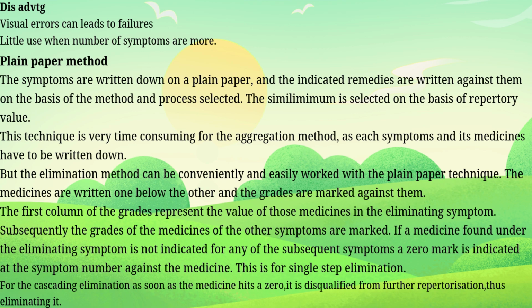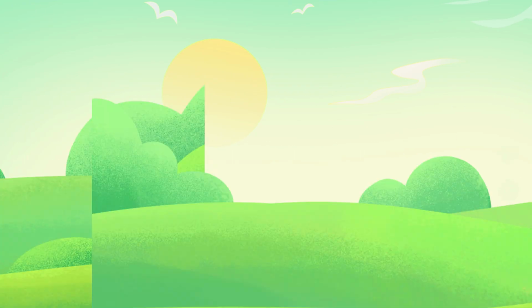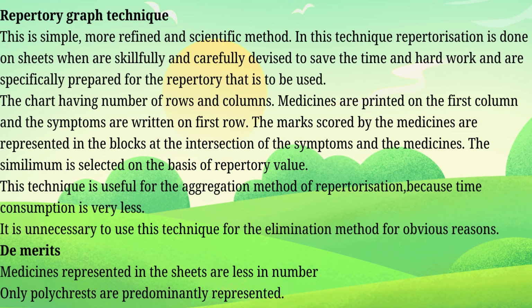The medicines are written one below the other and the grades are marked against them. The first column of the grades represents the value of those medicines in the eliminating symptom. Subsequently, the grades of the medicines of the other symptoms are marked. If a medicine found under the eliminating symptom is not indicated for any of the subsequent symptoms, a 0 mark is indicated at the symptom number against the medicine. This is for single-step elimination.